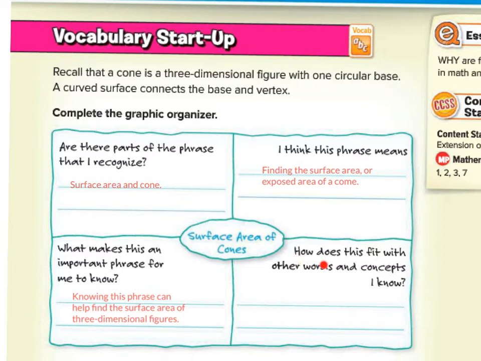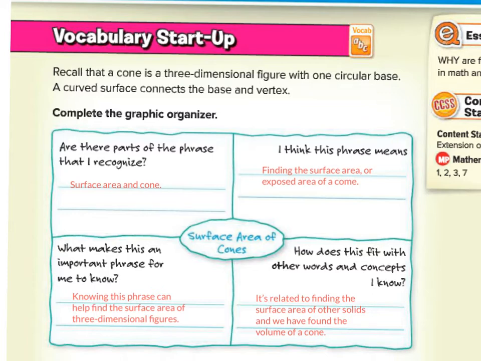And finally, how does this fit with other words and concepts I already know? Well, we have found the surface area of other solids previous to this lesson, and we've also found the volume of a cone, so it would make sense for us to now work with surface area of cones, since we have already found it for other solids and the volume of a cone.